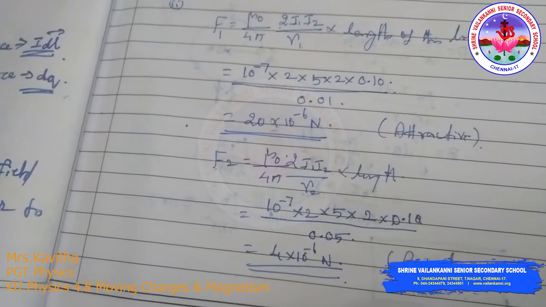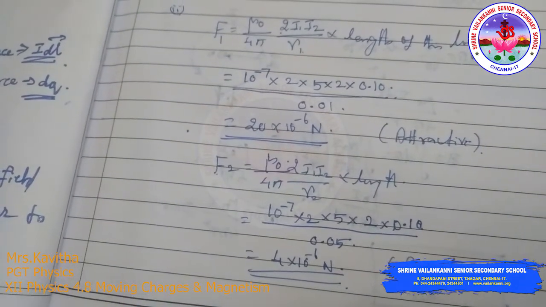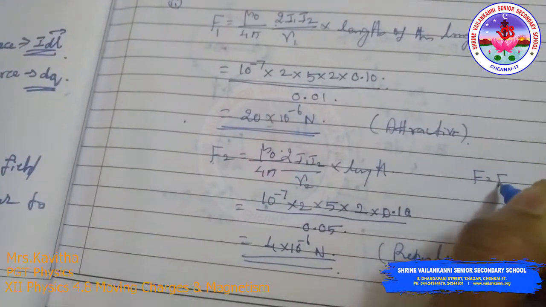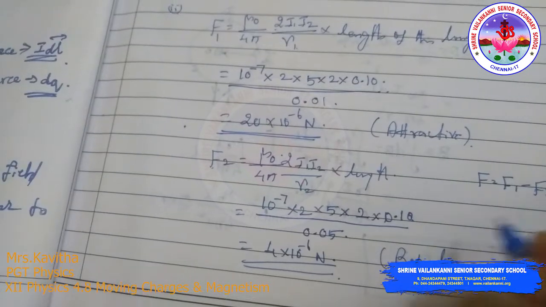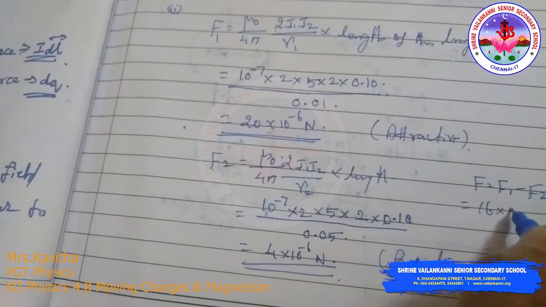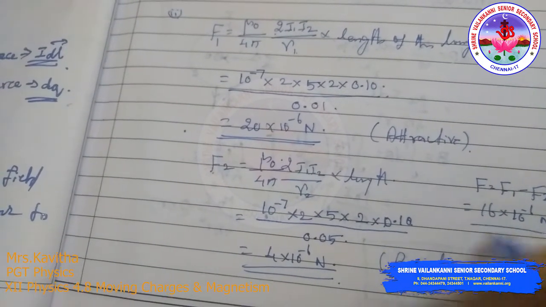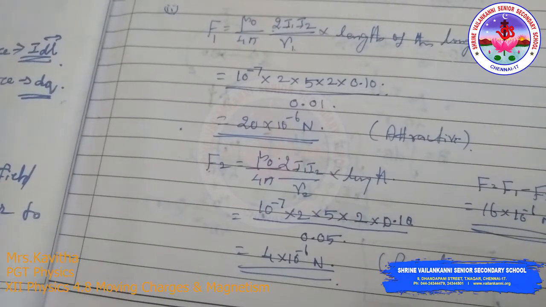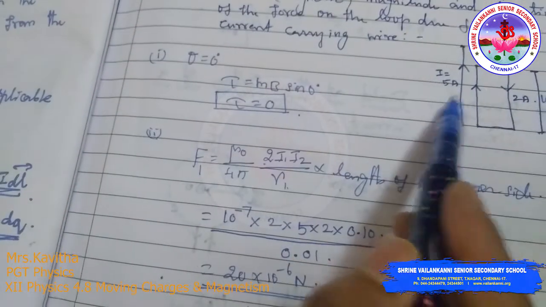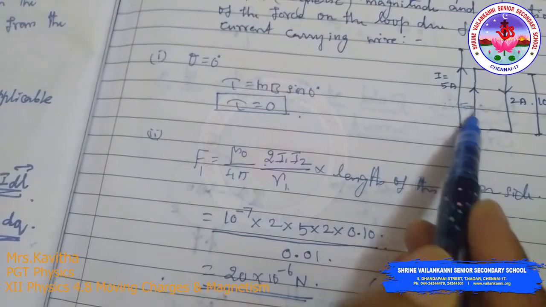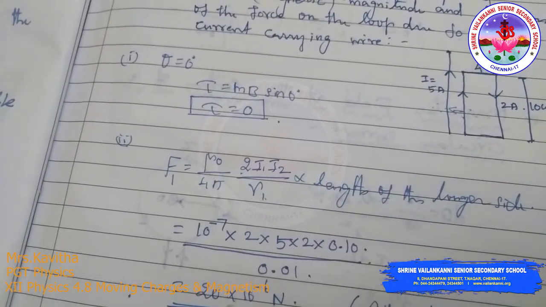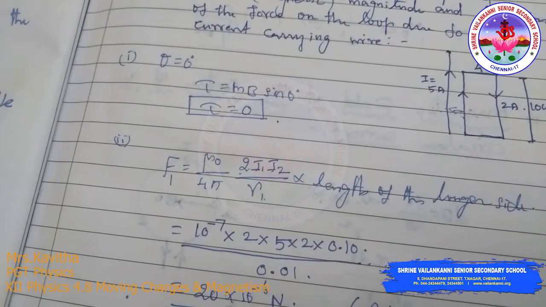Now you actually want the net force. For the net force, F is equal to F1 minus F2, 20 minus 4, so directly you can write 16 into 10 power minus 6 Newton. This is towards the straight wire. The force will be towards the straight wire. With the help of the force on the parallel wire that we have seen, we derived this.